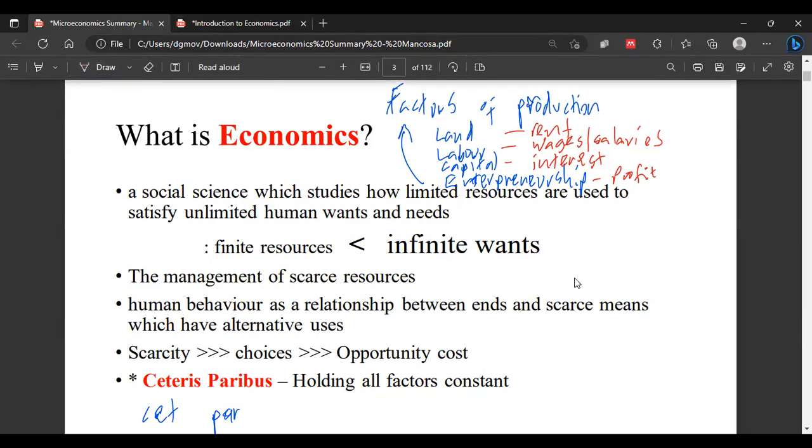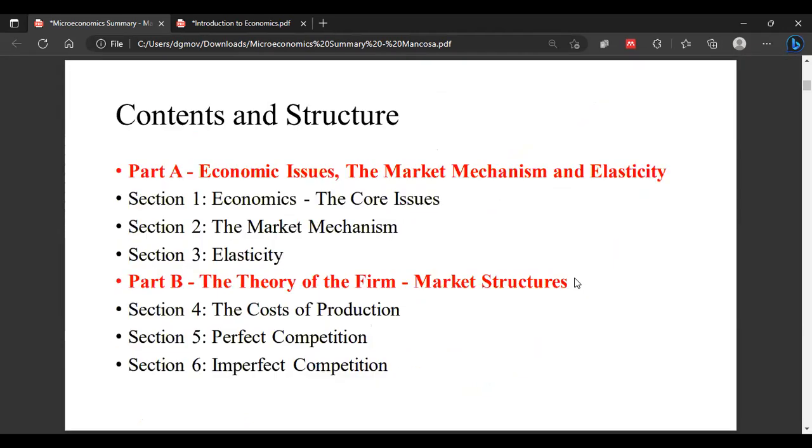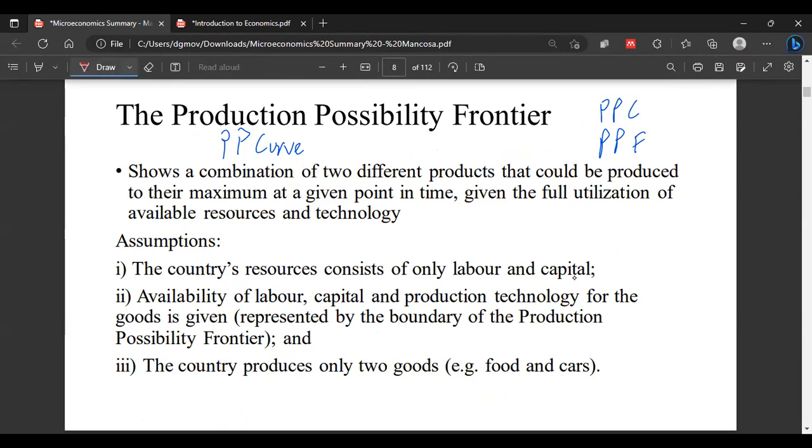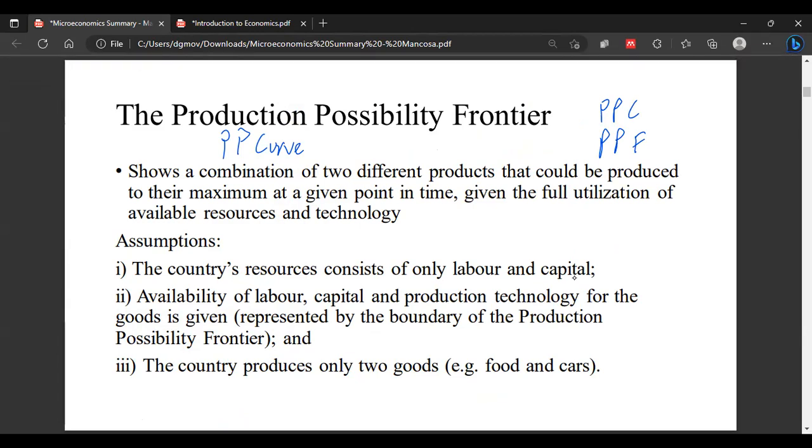this scarcity using the PPF, which simply looks at a combination of two different products that could have been produced in an economy. So here we are using two products. We assume that this economy is producing only two different products, all else being equal. In order for us to understand the PPC, we have to use two different products, right?